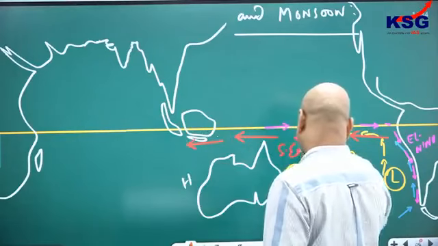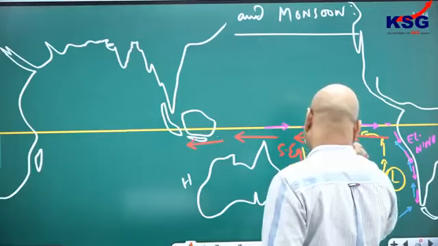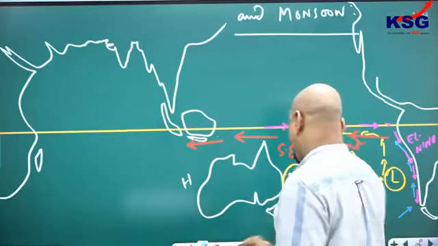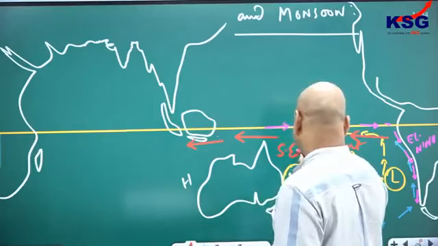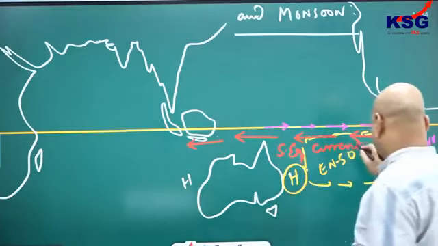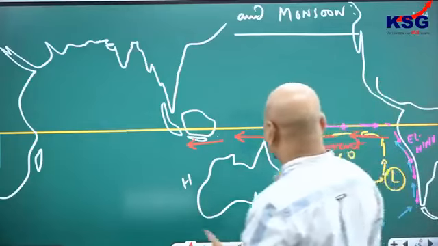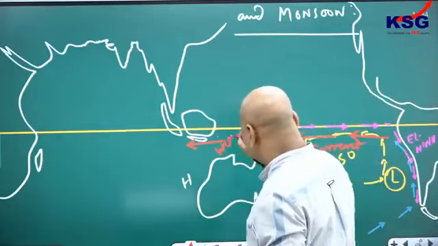The South Equatorial Current becomes very weak. Because of the weak South Equatorial Current, this became weak. Do you understand?